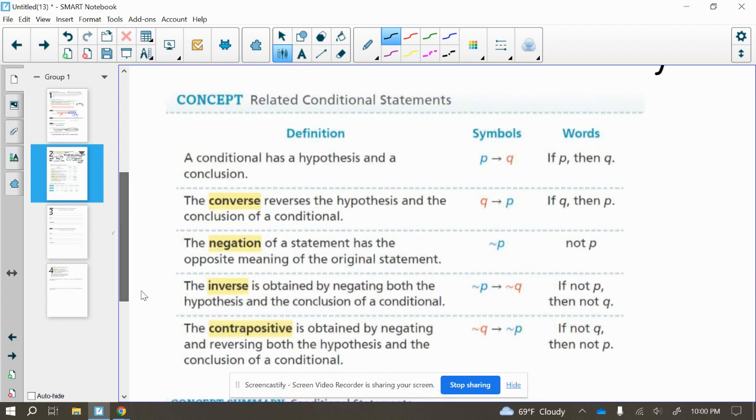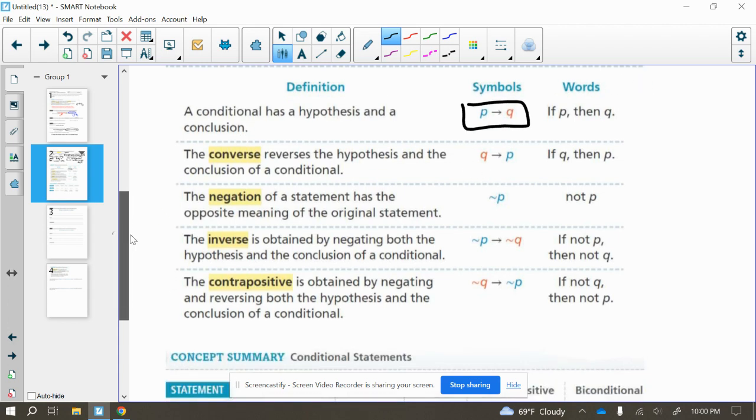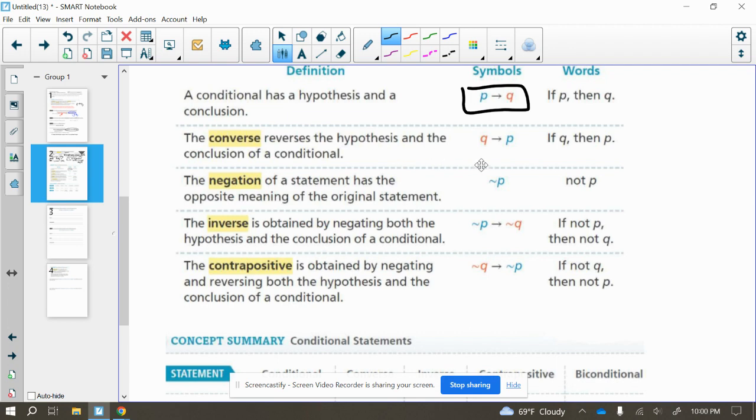Now, this next part uses our conditional statements, our original P's and Q's, and we rewrite the order of the sentence. So for the first one, we have what's called a converse. What a converse does is it switches: the original conclusion is now the hypothesis, and the original hypothesis is now the conclusion. So if Q, then P.